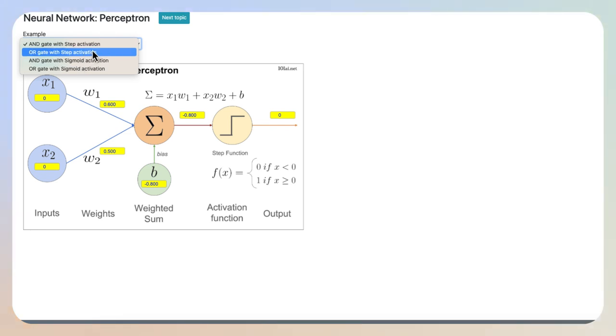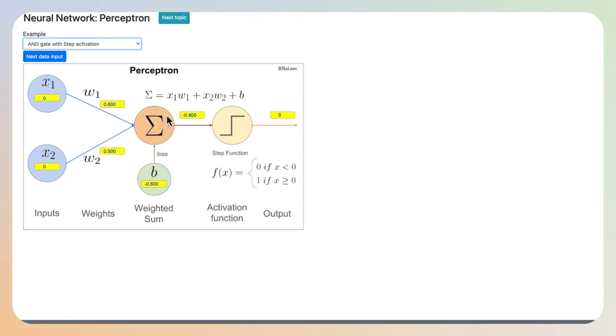Let's select the first example, AND gate with step activation function. Here are the 2 inputs, x1 and x2, the weights w1 and w2. These weights are taken from a model already trained on the AND gate function. Here is the bias, which is another learning parameter, just like the weights w1 and w2. The bias allows the perceptron to make decisions even if all input values are 0.